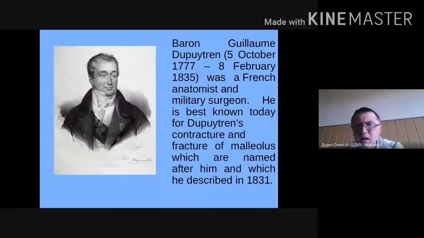Another French surgeon, a general surgeon, made an important impact in the development of traumatology and orthopedics: Guillaume Dupuytren. With his name, the contracture of the fingers was named, as well as a very complicated but very common injury of the malleoli of the ankle joint. He described these injuries, and he also described the treatment modalities for these fractures.